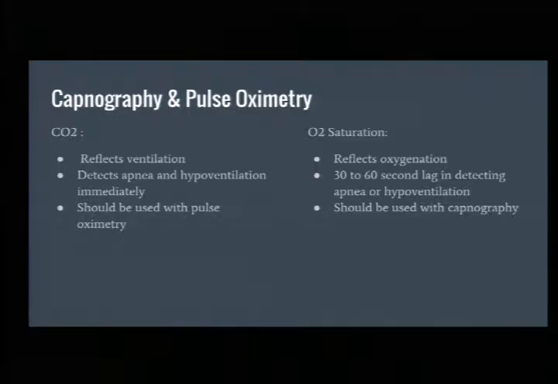Your O2 sat is going to lag 30 to 60 seconds behind apnea or hypoventilation, which is why we use CO2 monitoring in procedural sedation, because you'll pick up a change when they're too deeply sedated and apneic before your pulse oximetry is going to drop. So these get used in conjunction. Your capnography and your oxygen saturation go hand in hand.